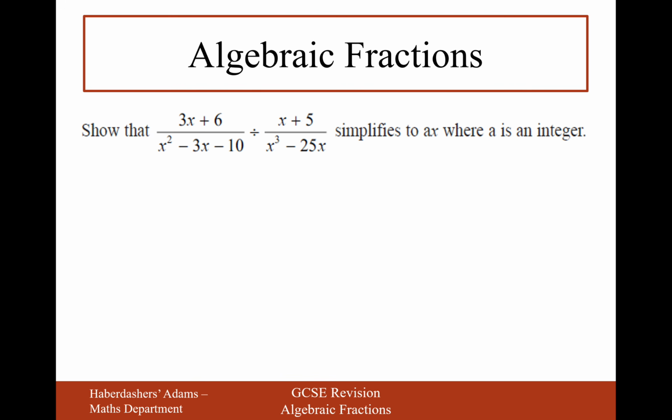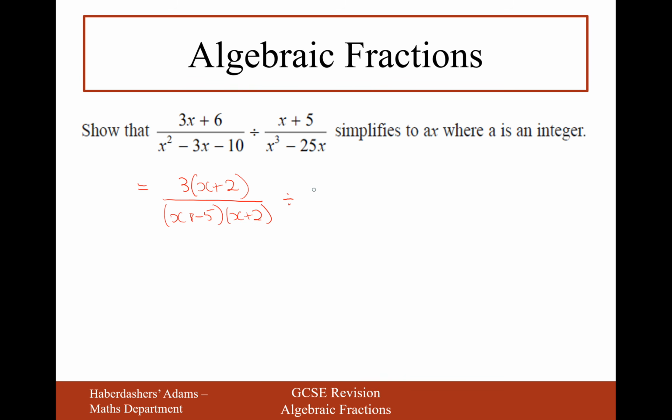Let's move on to the next question. Pause the video and give this one a go. Okay, so very similar to the one before. So let's now start factorizing. This is going to be equal to 3 bracket x plus 2. On the denominator here, it's going to be bracket x minus 5, x plus 2.